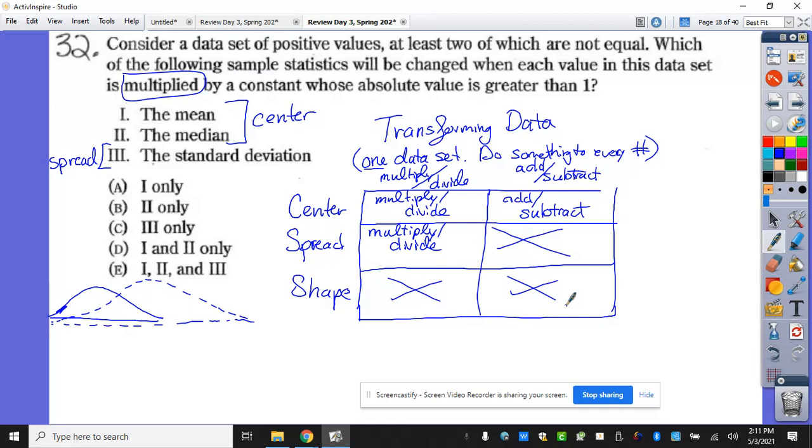So now we're going back to use this to answer our question. We multiplied or divided, so we are in this column right here. Does our mean change? Yes. Does our median change? Yes. Does our standard deviation change? Yes.